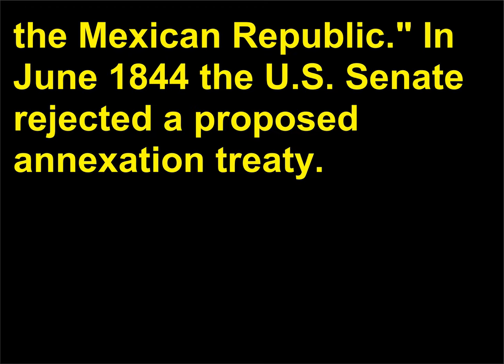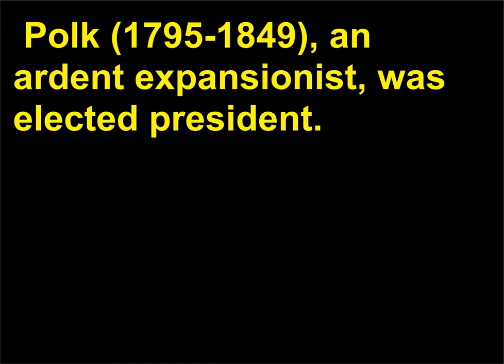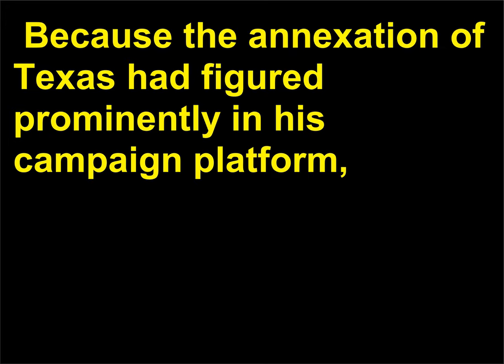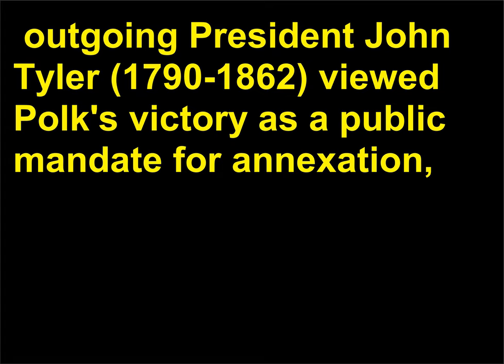But later that year, Democratic Party nominee James K. Polk, 1795-1849, an ardent expansionist, was elected president. Because the annexation of Texas had figured prominently in his campaign platform, outgoing President John Tyler, 1790-1862, viewed Polk's victory as a public mandate for annexation.